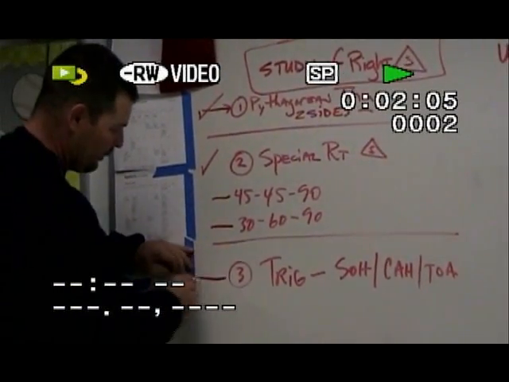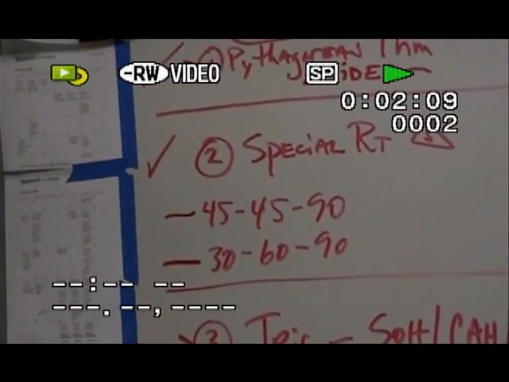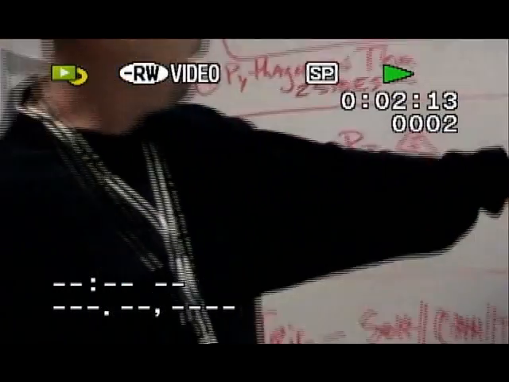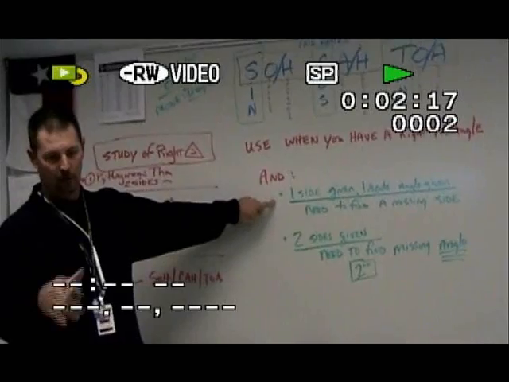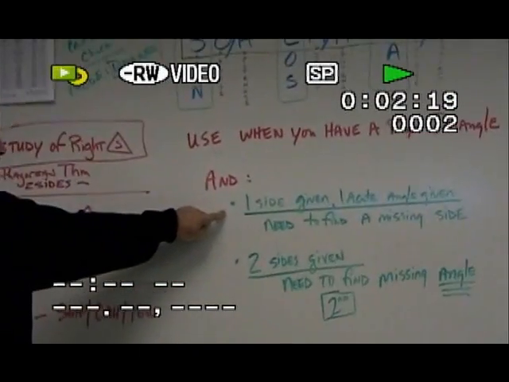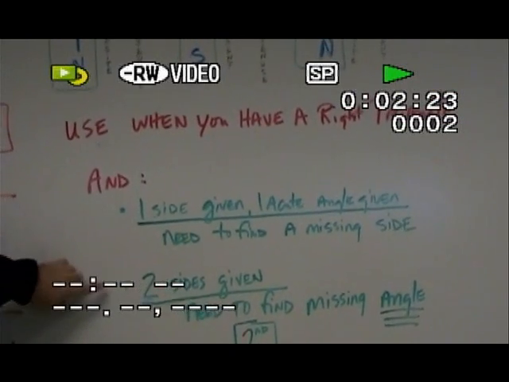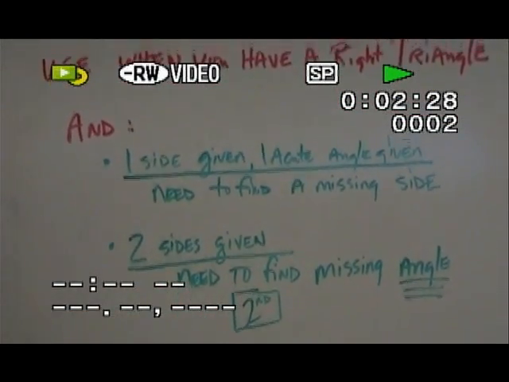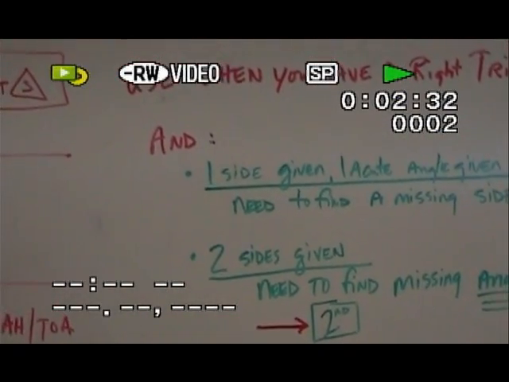This that we're talking about today is the most powerful of all. It's the trig functions, and it'll be available to you to use when you have a right triangle and you have one side given and one acute angle given. So you know it's a right triangle, that's the 90. You have one angle, one side, and you need a side. Or you have two sides and you need to find a missing angle. All right? Don't forget when you're trying to find the angle, you're going to have to use that second key.